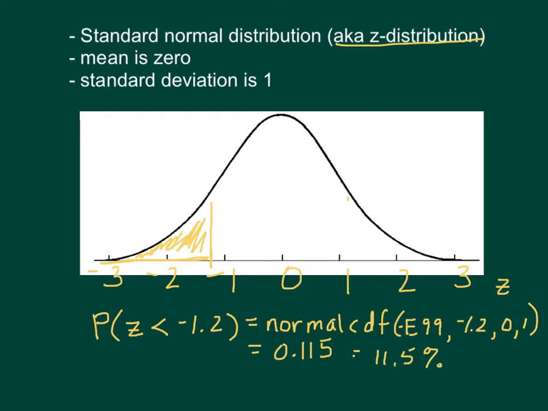Remember that if you're looking at the area to the right of negative 1, that's about 84%, because half of that curve is 50%. 1 standard deviation below is going to add another 34% from the empirical rule. So I knew that this answer was going to definitely be less than 16%. So it makes sense.